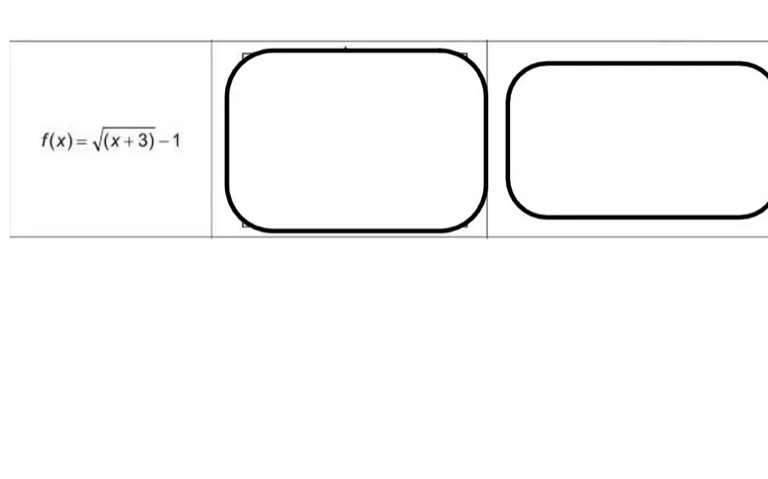Okay, this is for Algebra 2. This is the review on radicals. This first problem wants you to graph this radical and then list the changes that happened to the parent function. I would recommend listing the changes first.